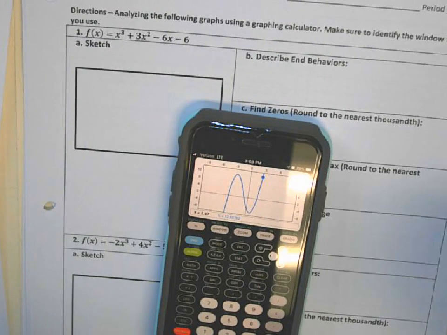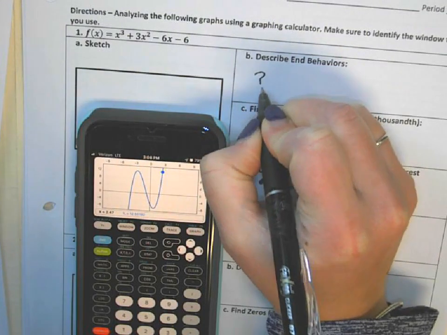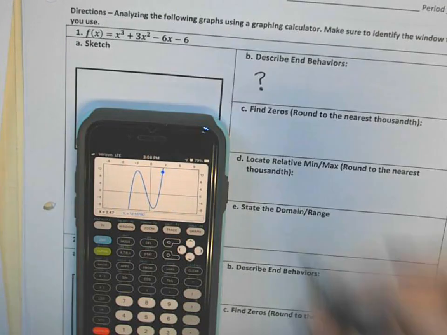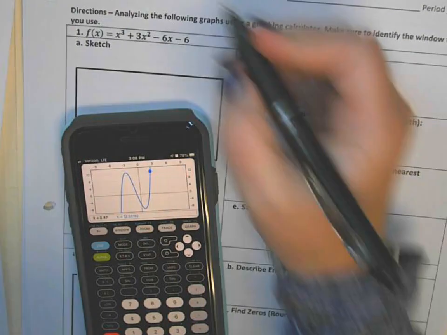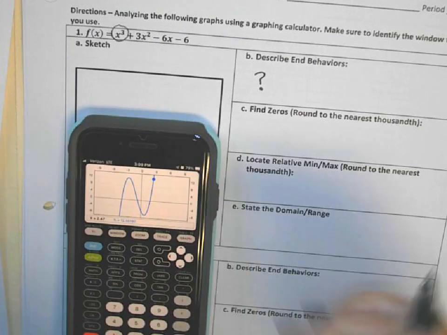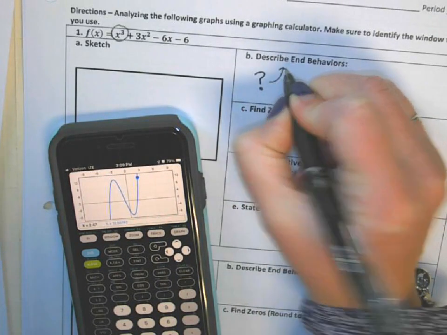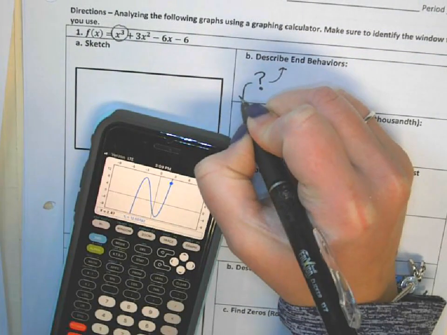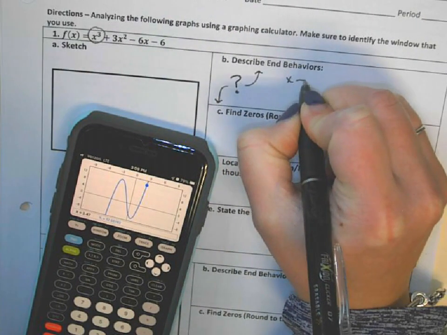Now, how do I know it's the whole picture? Well, let's describe the end behaviors. So let's think about that question like we did in the first day of this, and look for your leading term. So this is in standard form, so we're good there. The leading coefficient is positive, so we know that the right side goes up. Since this is an odd degree, the left side is going to do the opposite. With that, we know how to describe our end behaviors.